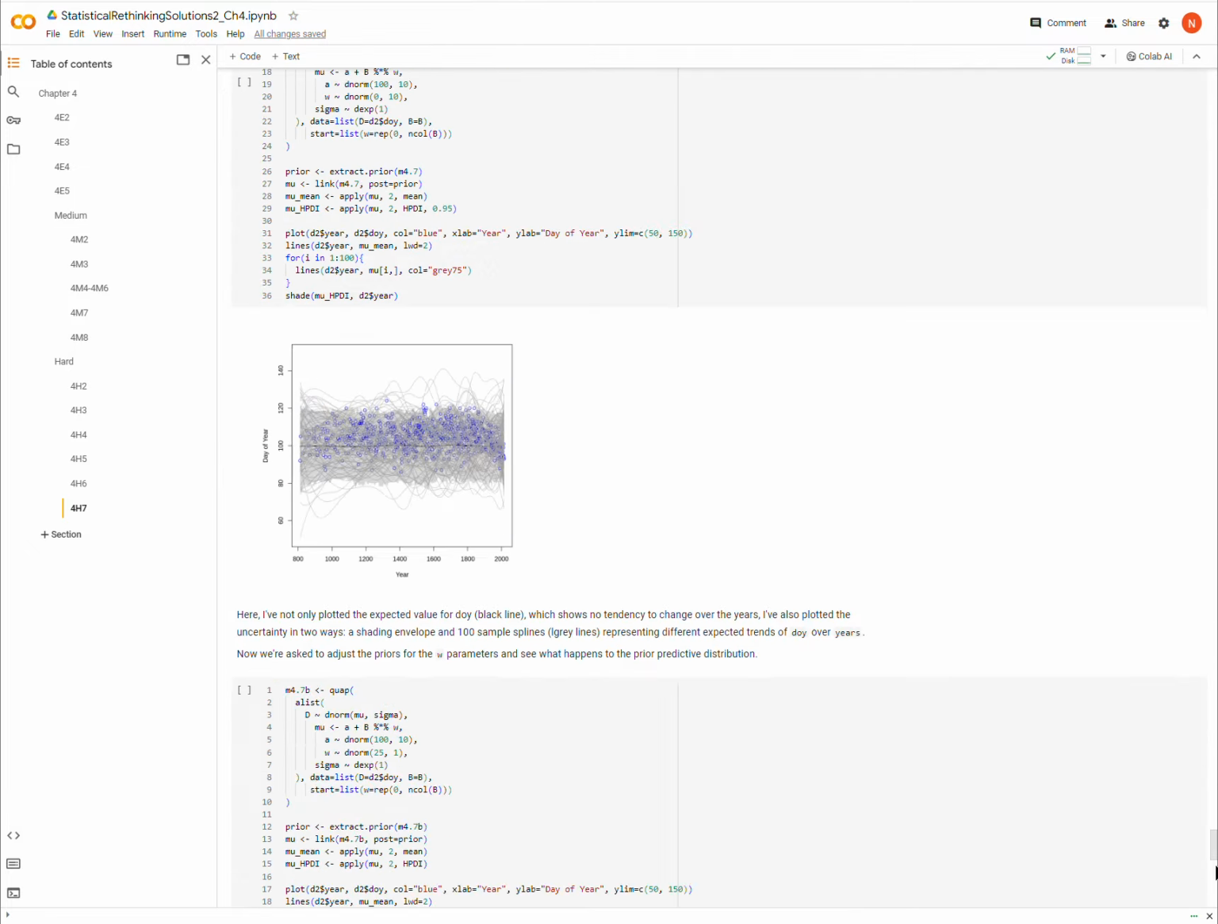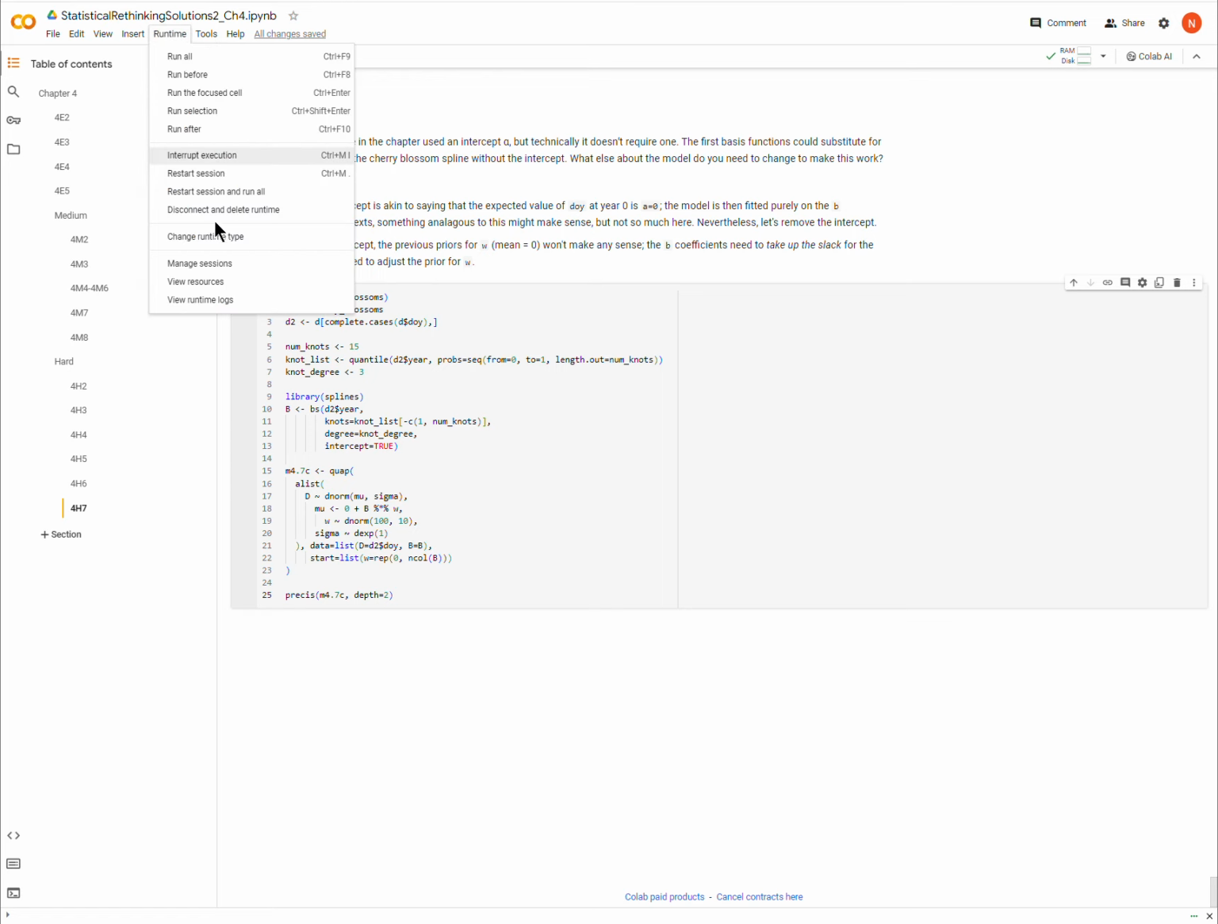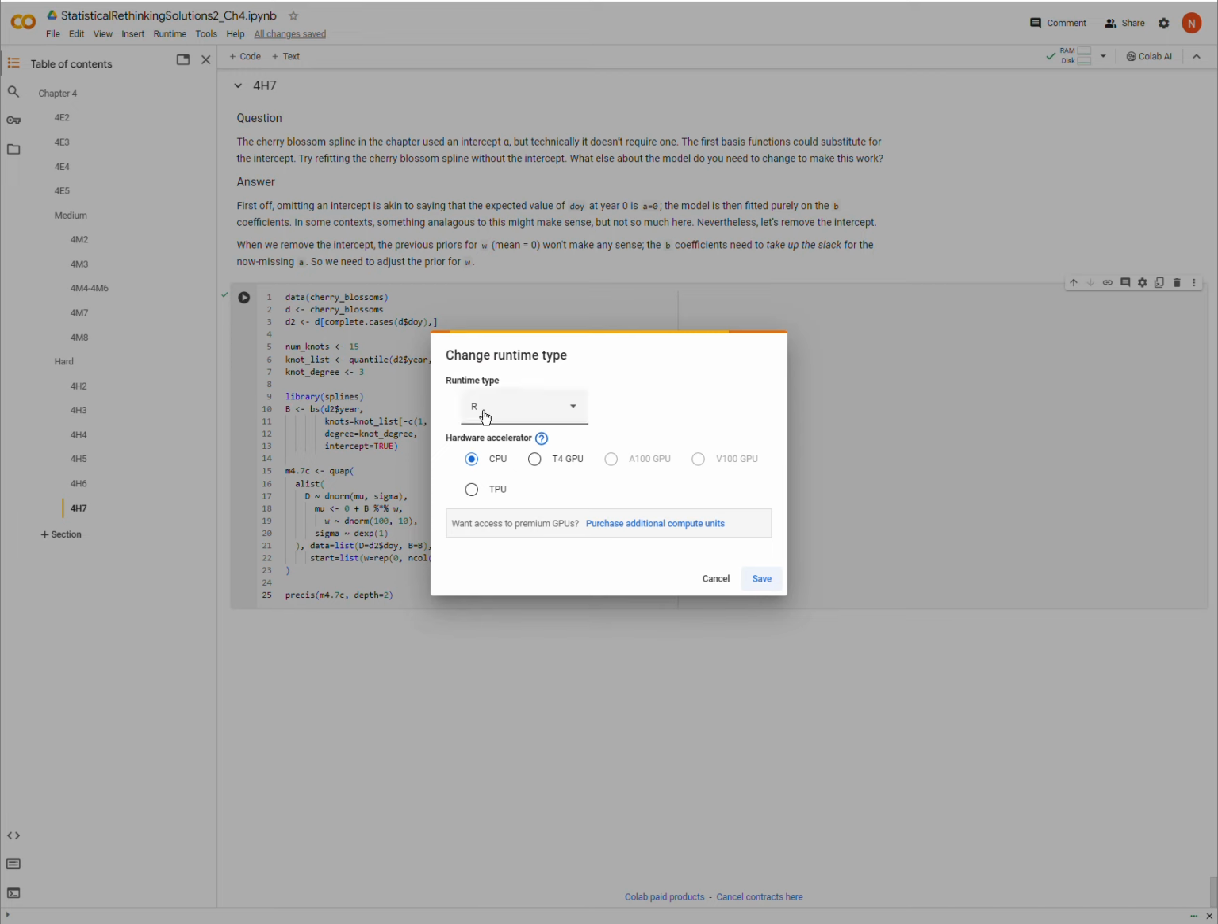Rethinking package. And also something I often forget to mention is that if you're running this in Colab, make sure that you're up here in runtime. And if you go down to change runtime type, your runtime type is R, and the reason that's important is because it defaults to Python. So if you're running this in R, then make sure that you have selected R here.